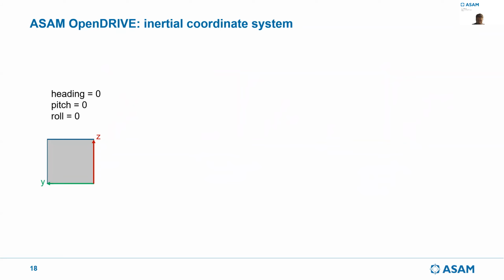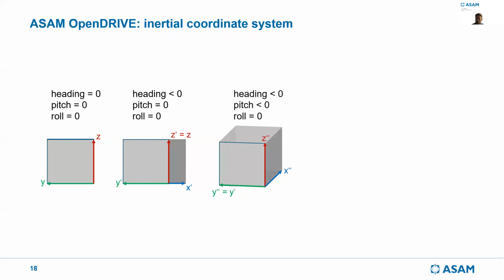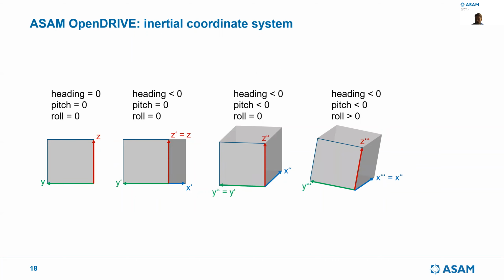So now we look right on top of the cube, heading, pitch, and roll are all 0. Now we start increasing heading, so now we can see the side as well. When we increase pitch, we can now see actually 3 sides. And now when we apply roll, then we see how the whole cube tilts.